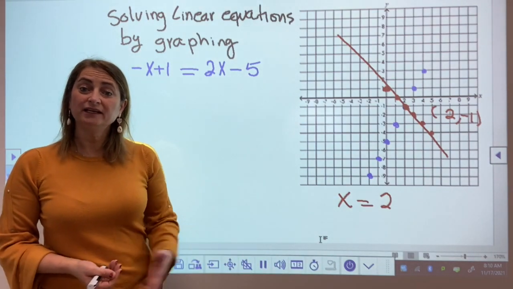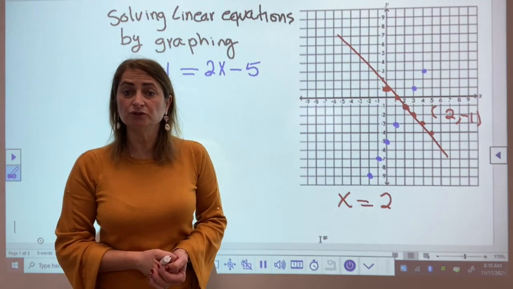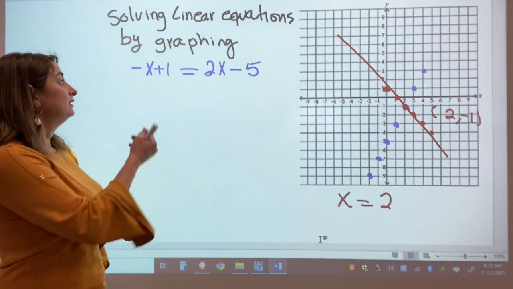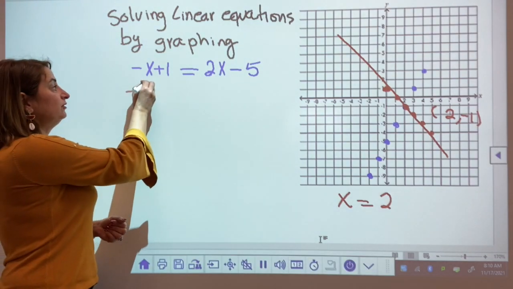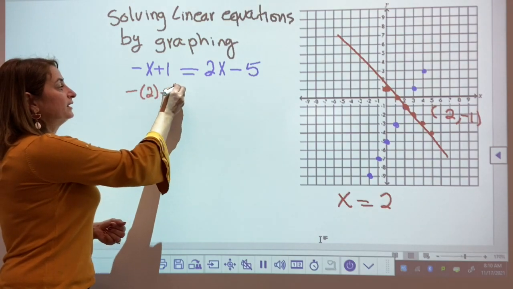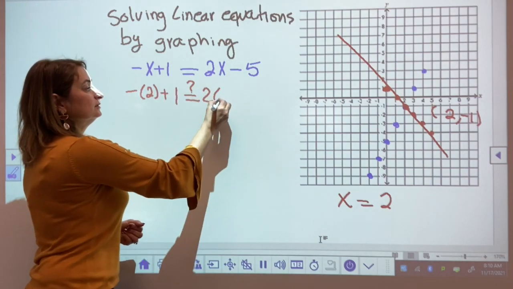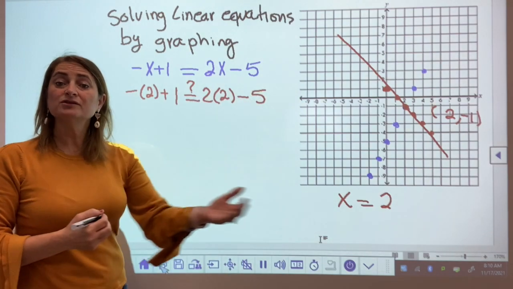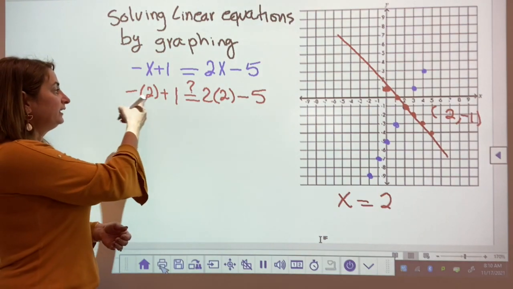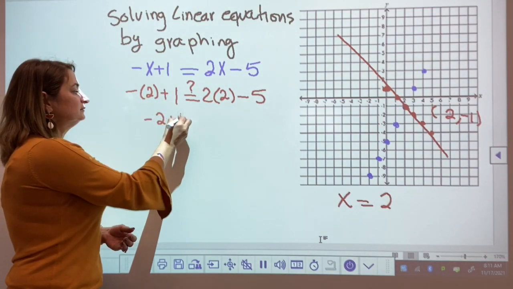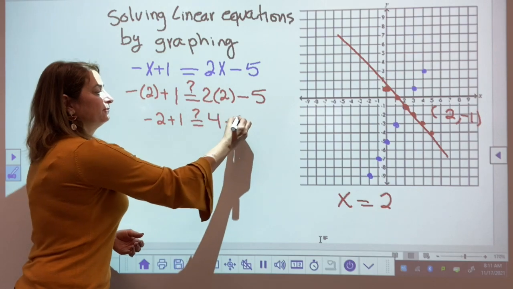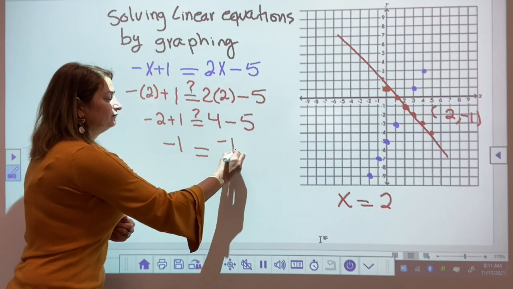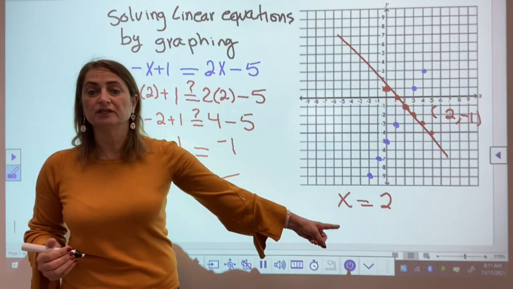Now let's check and see if this solution x equals 2 is the correct solution, which means, does it balance the equation? If I substitute x with 2, so negative 2 plus 1, does it equal 2 times 2 minus 5? All I did was substitute x with the solution, which is 2. Now negative 2 plus 1, does it equal 4 minus 5? Negative 2 plus 1 is negative 1. It did equal negative 1. It is balanced. That means my solution is correct.